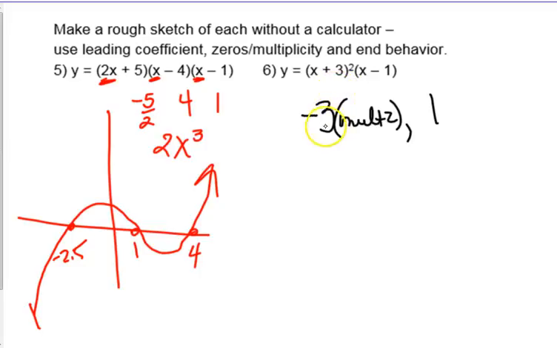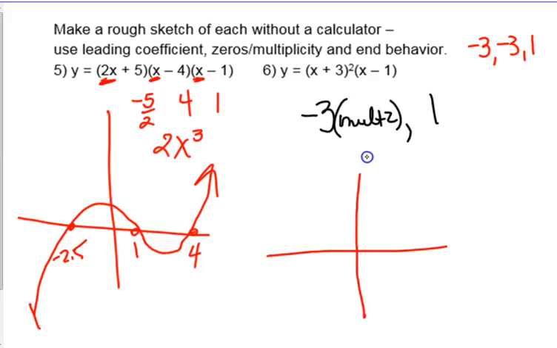Okay. On number 6, the 0 at -3 had a multiplicity of 2. That means if I wrote it out, it would look like this. There's really 3 zeros. Do you understand that? So it matches the degree. But this one is repeated, which means it does what on the graph?